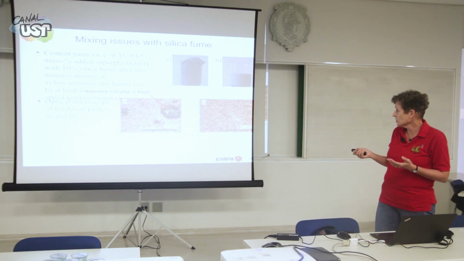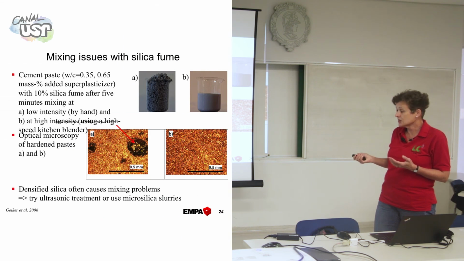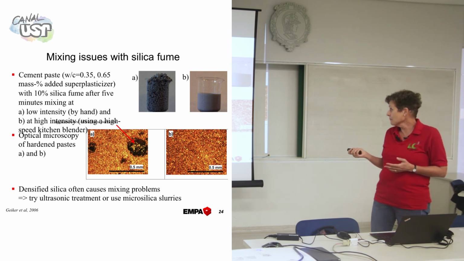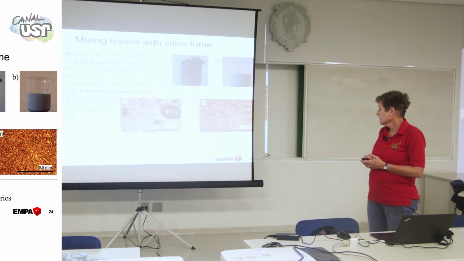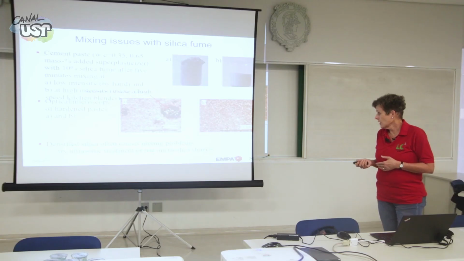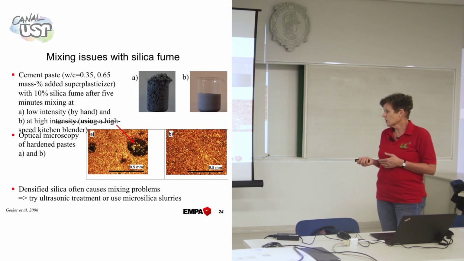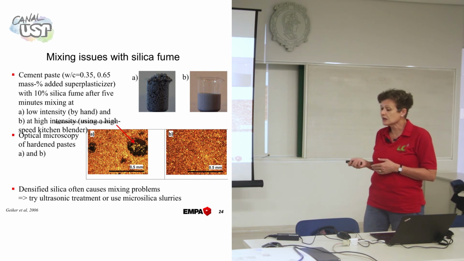And then if you look in the microscope, you can see these huge big lumps of silica fume, and these will even give you alkali silica reaction. Because it's a big lump, you're reacting with the silica fume inside there, and then it will produce expansion. So silica fume is particularly a problem, and the best way to do it is to pre-disperse your silica fume with a dispersant, like a superplasticizer, before you even blend it in the cement paste. So, this is what it says. Densified silica causes a lot of problems. Use an ultrasonic treatment or use a slurry.